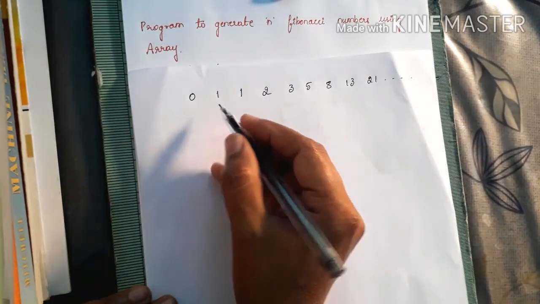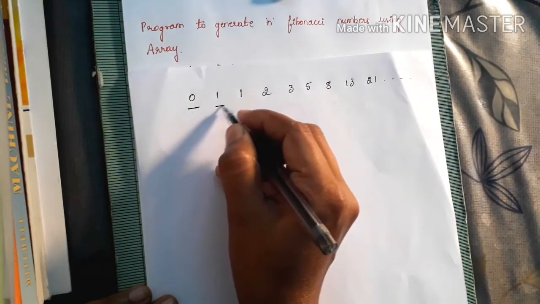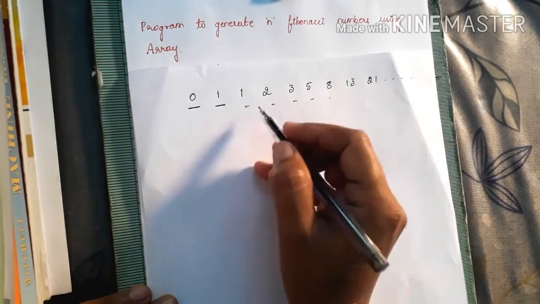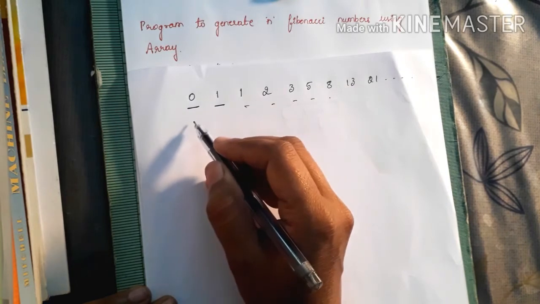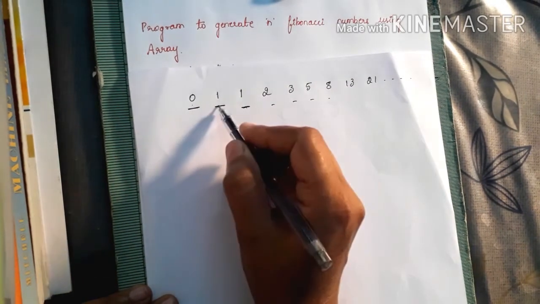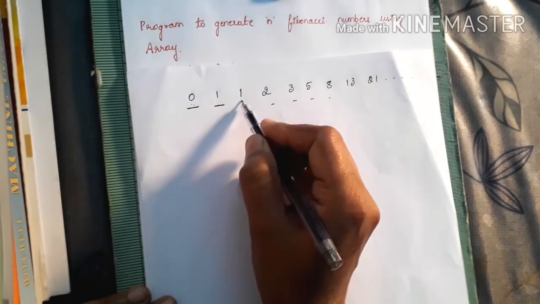First two terms of the Fibonacci series are 0 and 1. Next terms of the Fibonacci series are the sum of previous two terms. That is the third term. The third term is sum of first and second term. That is 0 plus 1 is 1.